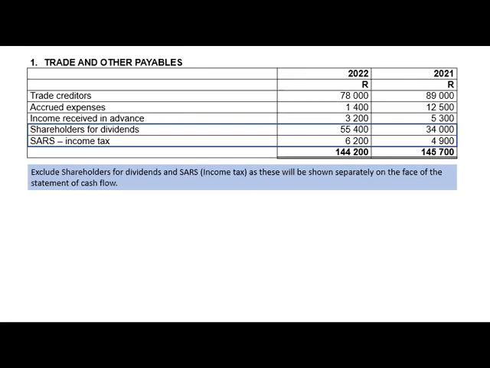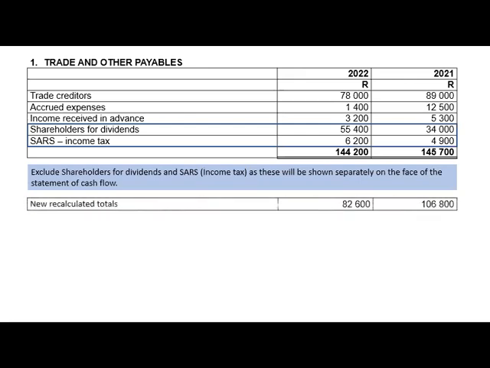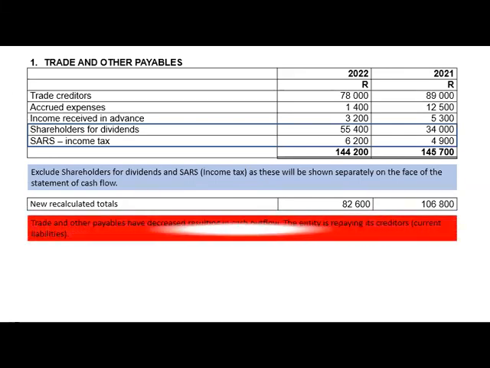To exclude means you subtract them, or you don't include them when you find the totals. That's what it means, okay? And here they said nothing, so I'm not going to exclude them. If I exclude only shareholders for dividends and SARS income tax, I will get these totals. And notice that your trade and other payables is going down. When it goes down, that results in a cash outflow.